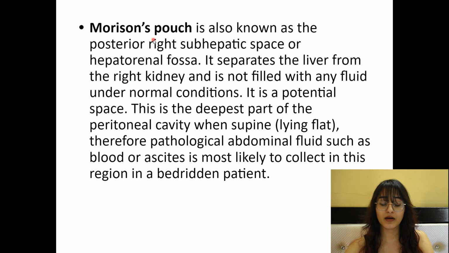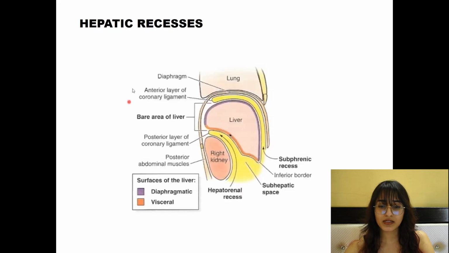Next, let's talk about Morrison's pouch, or the right subhepatic or hepatorenal space. You can see this is the subphrenic space between the diaphragm and liver. Subhepatic means below the liver, and the hepatorenal recess is between the liver and the right kidney. These are all potential spaces.